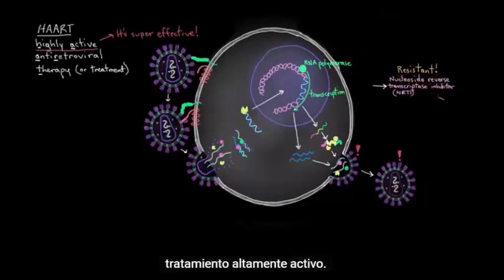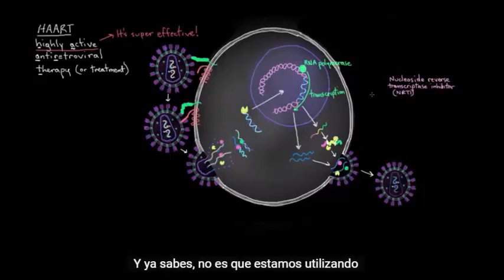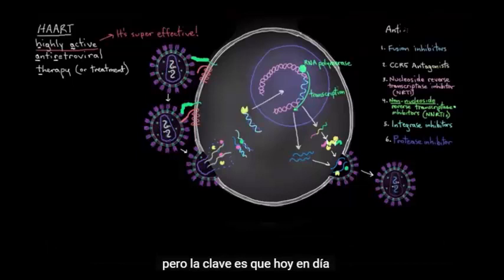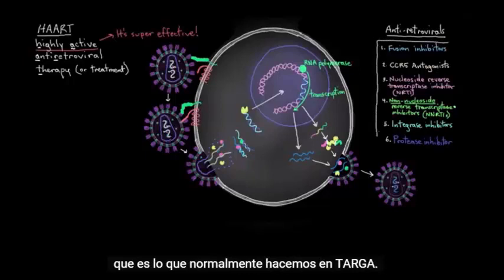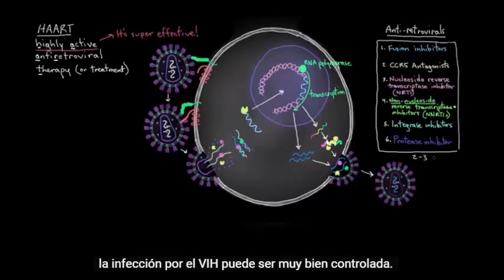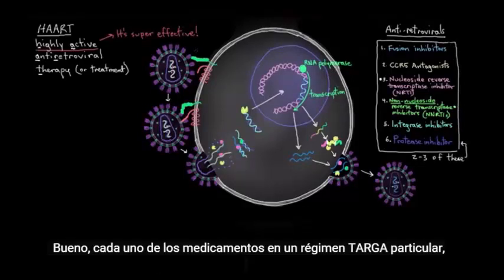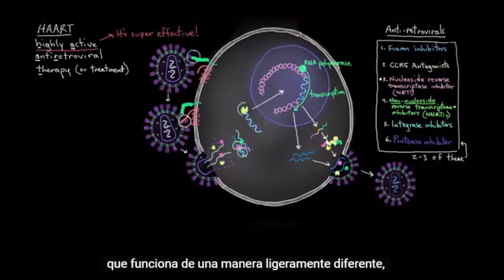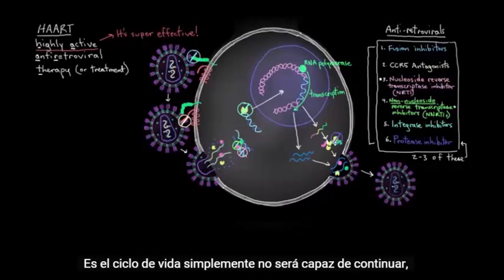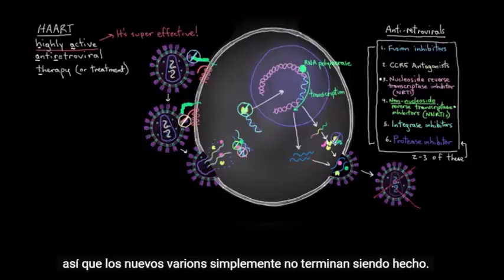But in comes HAART, highly active treatment. And it's not that we're using totally different drugs. I mean, sure, we've got a few more types at our disposal now, but the key thing is that nowadays we know that if we give 2 or 3 drugs, which is what we usually do in HAART, instead of just one, the HIV infection can be really well controlled. And what do I mean by that? Well, each of the drugs in a particular HAART regimen works in a slightly different way, stopping HIV at different points during its replication. So these drugs used together are really effective at preventing HIV from making copies of itself. Its life cycle just won't be able to continue, so new virions just don't end up being made.